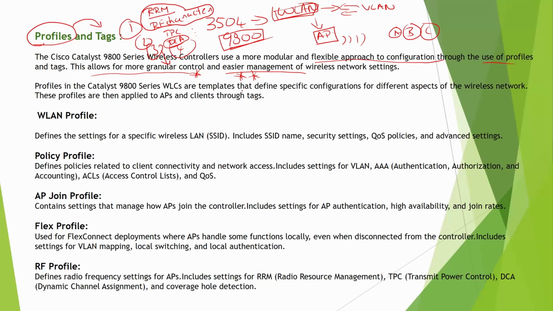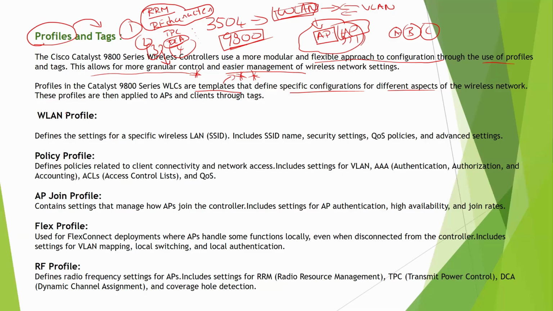Profiles in the Catalyst WLCs are templates. These are templates that define specific configurations for different aspects of the wireless network. And these templates can be assigned to the APs in different permutations and combinations. So in a single site, you have multiple APs for one use case, and these APs should have different characteristics, RRM characteristics, or any other configuration for that matter. There should be different configurations. You can achieve this through the profiles and tags.